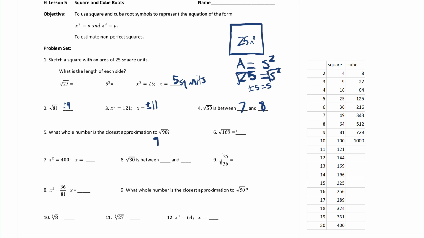Square root of 169, if you happen to know, is 13, so we'll put our plus or minus because it's a square root, and 13. x squared equals 400. That happens to be 20 squared from our table there, so that's plus or minus 20.